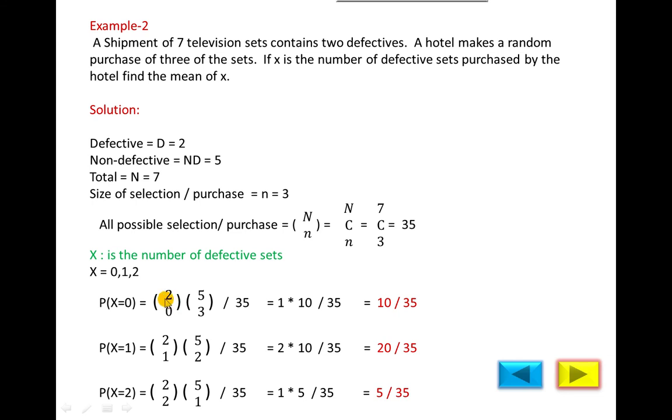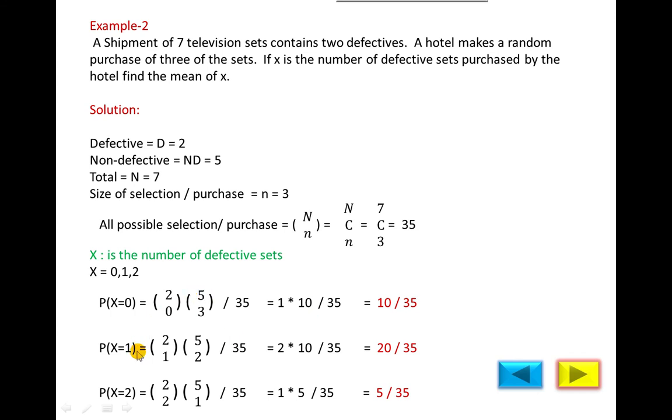There are 2 categories, defective and non-defective. Same as question number 5, where you have 3 categories: novel book, book of poem and dictionary. In this there are 2 categories, defective and non-defective. If hotel purchases 3 sets, probability of x equal to 0 means 0 defective and 3 non-defective. Simplify this: 2 combination 0 is 1, 5 combination 3 will be 10, multiply this, 10 upon 35. So the probability of 0 defective sets will be 10 upon 35.